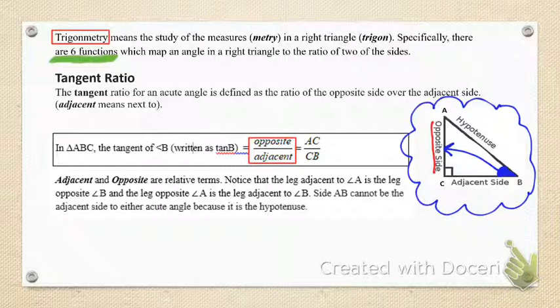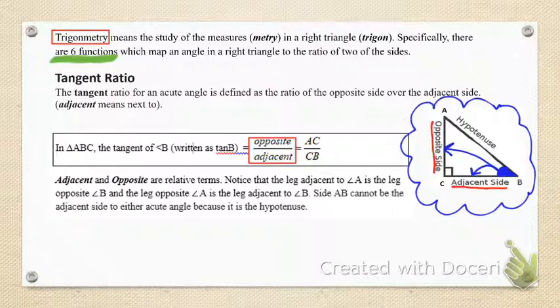Opposite side of the triangle. And this is the adjacent side of the triangle to angle B. So why isn't this guy the adjacent side, since they're both technically next to angle B? Because this guy happens to be the hypotenuse. So remember that adjacent and opposite are relative terms. So what's adjacent to angle B is not what's adjacent to angle A.